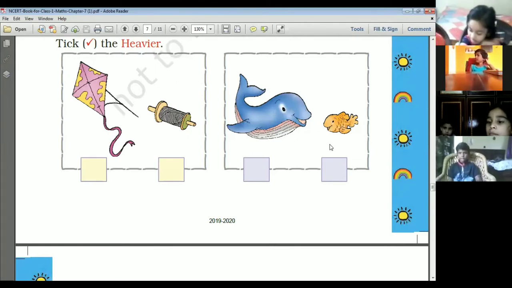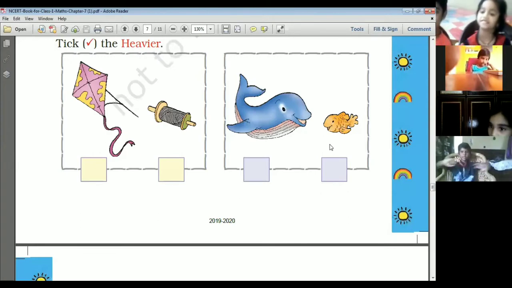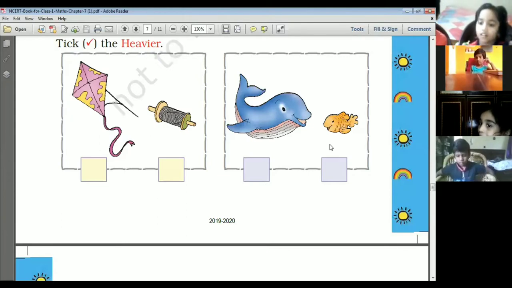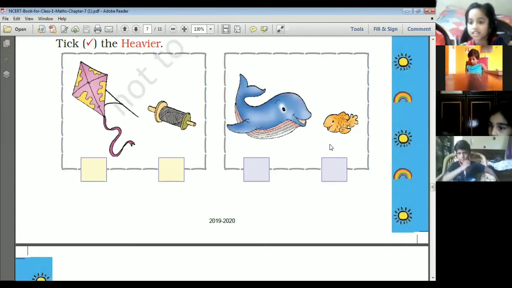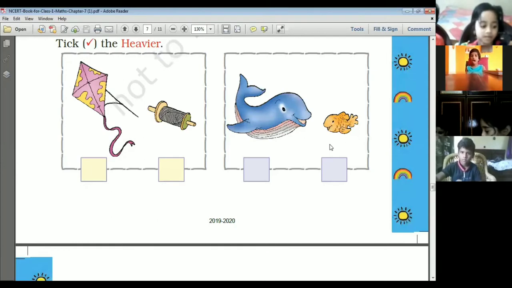Here I have a lotion and medicine. Which one is lighter? See here, the lotion is in a box. This is a wrapper. So which one is lighter? Lighter means less weight. Tablets. Very good. So, did you understand what is the heavier object and what is the lighter object?